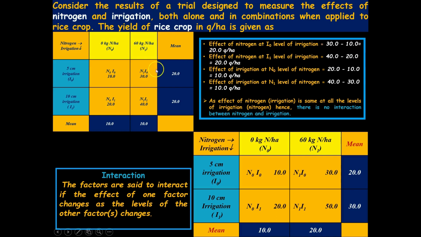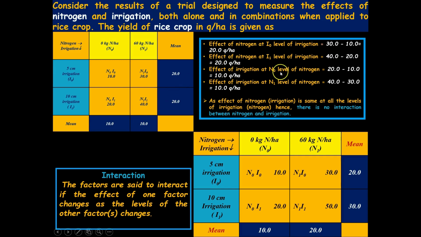Or we can say the differences in the responses of a factor for a fixed level of another factor is known as the simple effect of that factor. So the simple effect of nitrogen at the first level of irrigation is 20, and the simple effect of nitrogen at the second level of irrigation is 40 minus 20, that is 20 quintals per hectare.